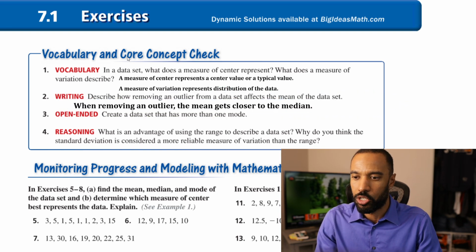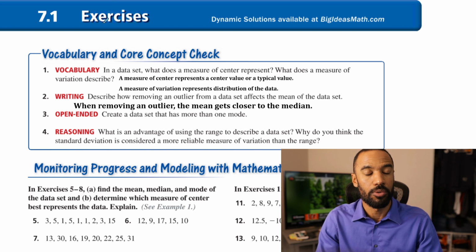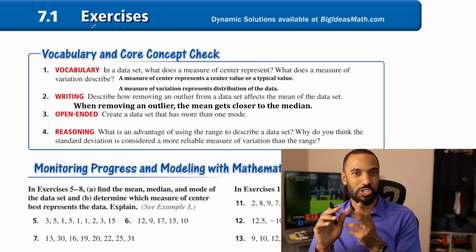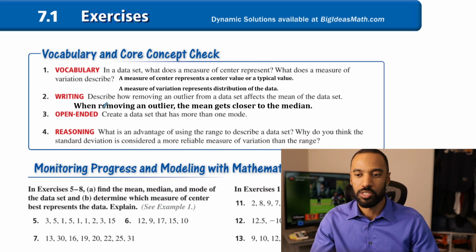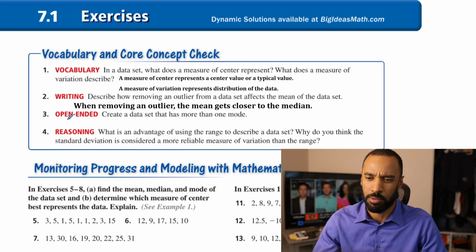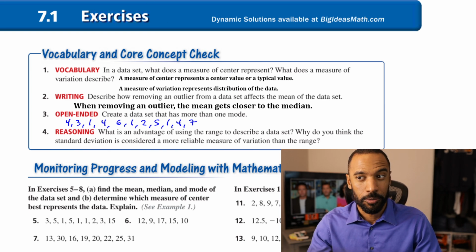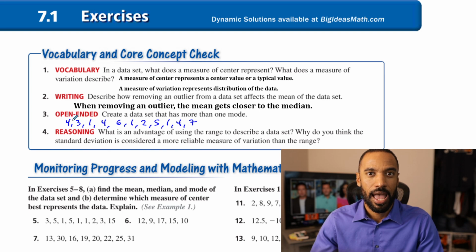Create a data set. This is open-ended. Create a data set that has more than one mode. Yeah, so the only mode that we've seen so far, or that they've asked about, has been one where that literally had 2 instances of it and the rest had 1. So what's something that has more than one mode? I'm going to write this in random order. There's no context to this stuff. 4, 3, 1, 4, 6, 1, 2, 5, 1, 4, 7. The modes in this case are the ones that appear equally most frequently. There are 3 4s that appear here. If I did this right, there are 3 4s.